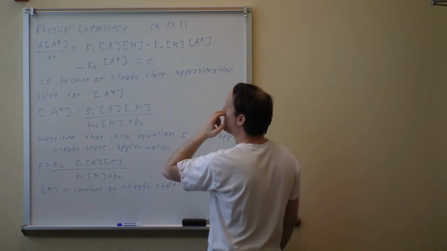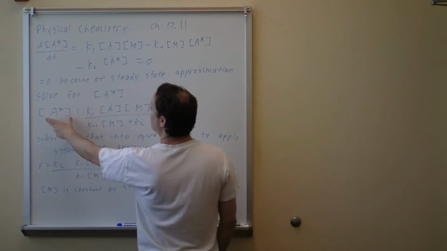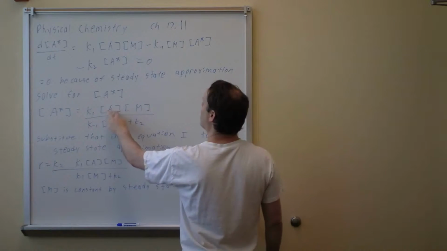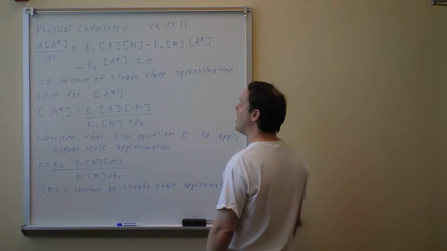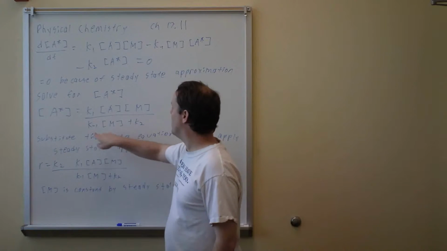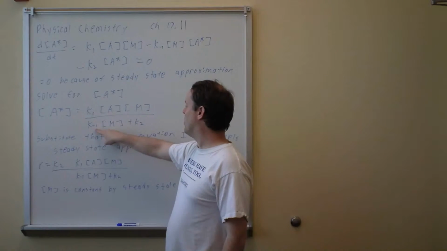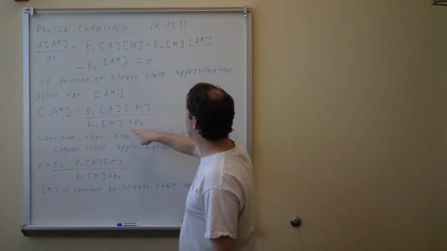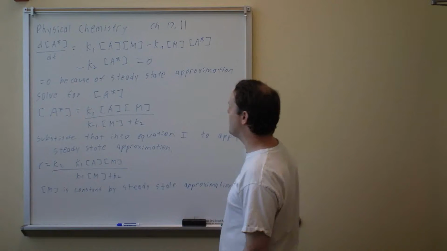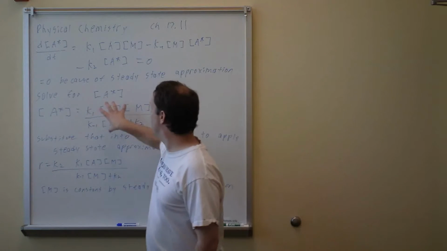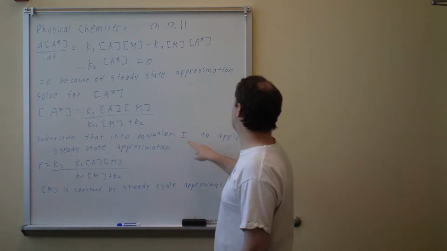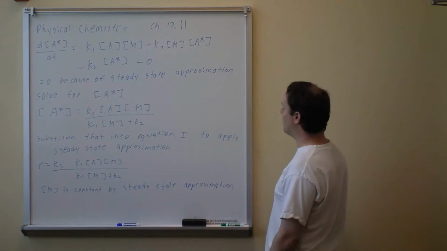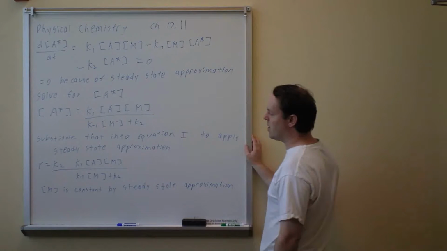So we're going to solve now for the concentration of A star. That's just algebra, so I did it for you. The concentration of A star is equal to the rate constant K1 times the concentration of A times the concentration of M, over the reverse rate constant K minus 1 times the concentration of M, plus K2. Now we're going to take this whole thing and substitute it back into equation 1 that we defined on the previous slide to apply our steady state approximation.